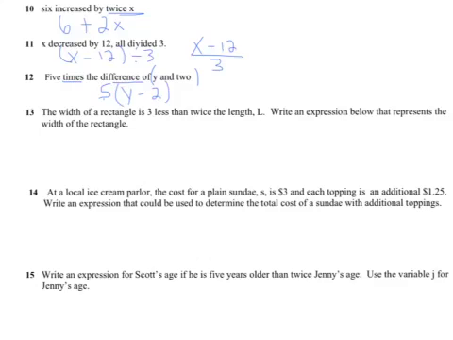So I will take 3 less than twice the length. Less than tells me to subtract. Than tells me to turn it around. So it's going to be 3 less than twice the length.